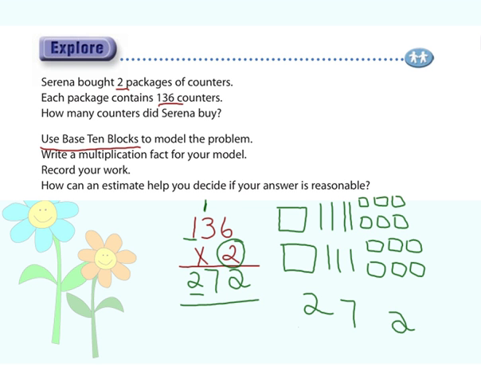Did we get the same answer? Yes, we did. Which was less work? For me, multiplying the short way is less work than drawing all those base 10 or using the real models. You have to decide what works best for you. What you need to understand is what you're doing when you're doing it the short way. Really, you're multiplying 2 by 6 1s, 3 10s, and 1 100, and you'll get 272.